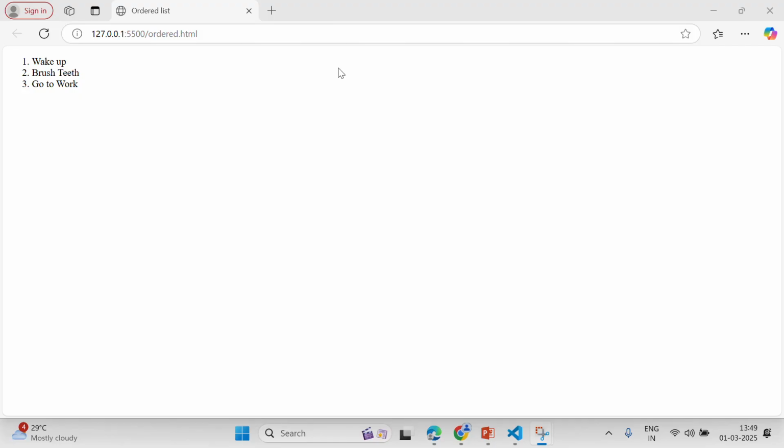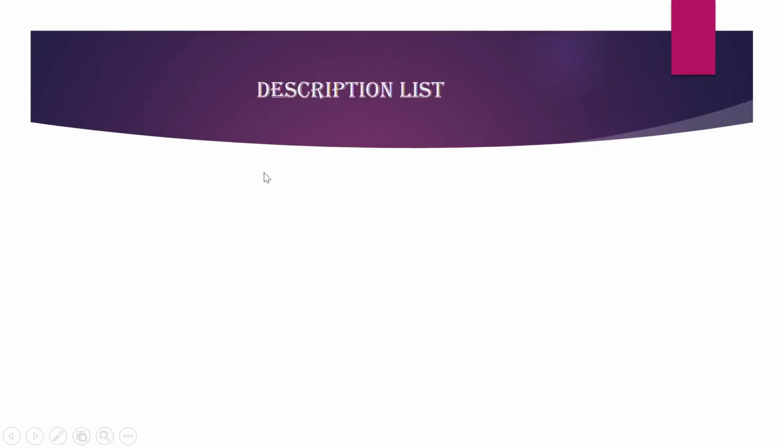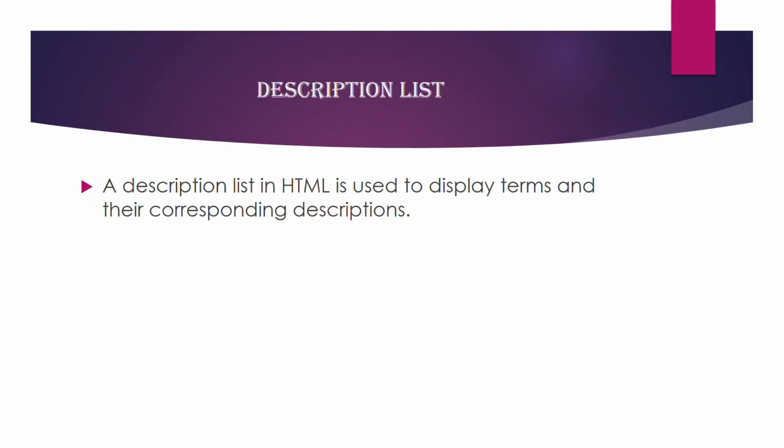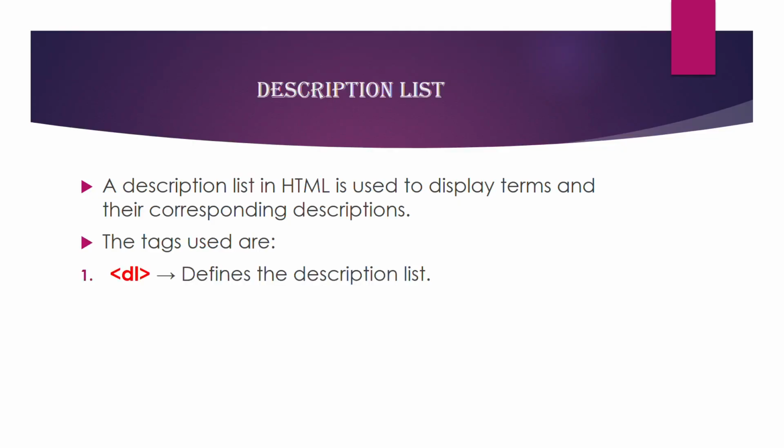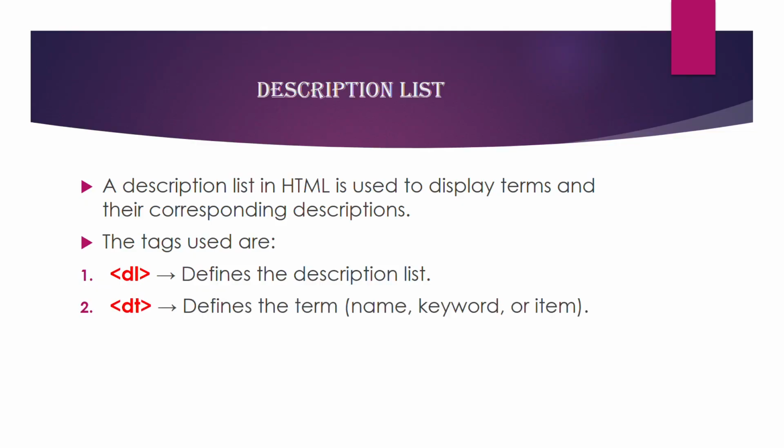So now let's see the third type of the list element. The third type is the description list. A description list in HTML is used to display terms and their corresponding descriptions. There are three tags used here. The first one is DL, that defines the description list. The second one is DT, that defines the term such as name, keyword or items. The third one is DD, that defines the description.